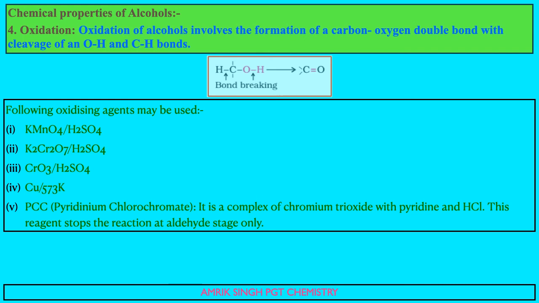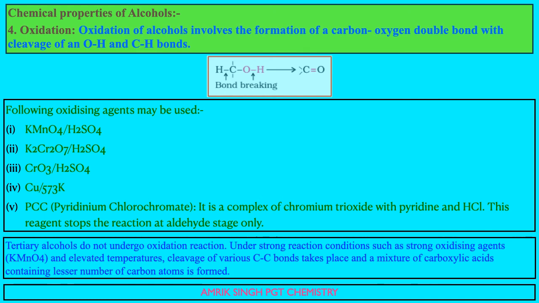Copper at 573 Kelvin, dehydrogenation may be done. PCC is the only reagent which can stop the reaction at the aldehyde stage. All the other reagents convert alcohol into carboxylic acid as the end product. Tertiary alcohol does not undergo oxidation under mild conditions, but under strong conditions such as strong oxidizing agent KMnO4 and elevated temperature, cleavage of the C-C bond takes place and a mixture of carboxylic acids containing a lesser number of carbon atoms is formed.